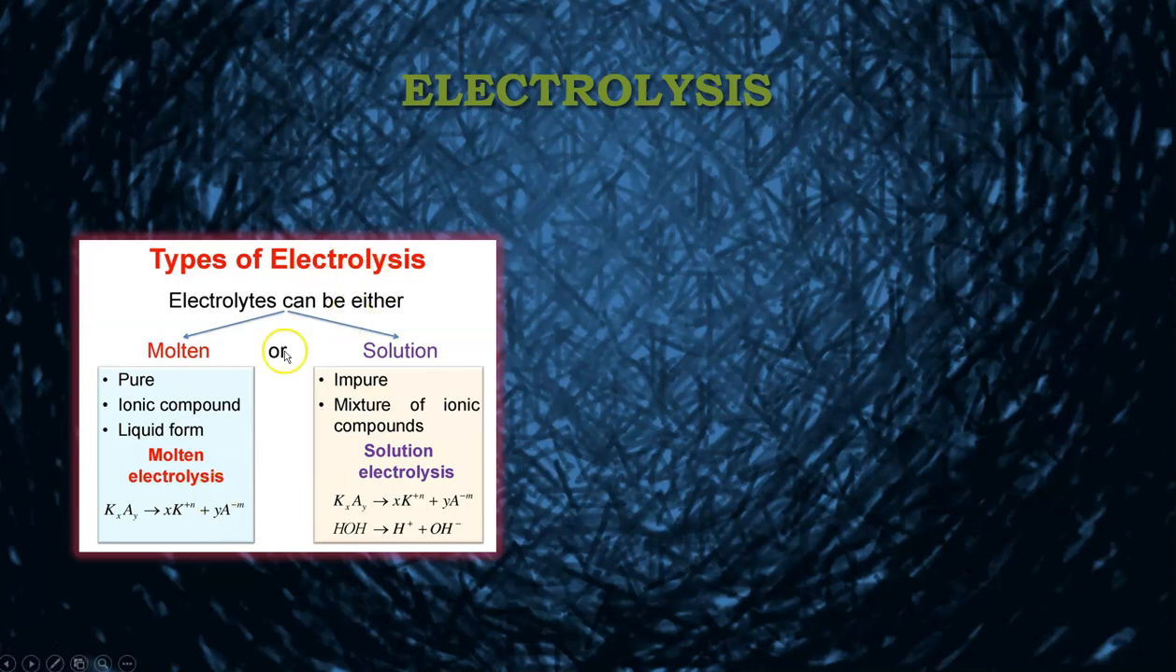Now, electrolytes can be either molten or solution. The molten electrolytes will be an ionic compound in liquid form, or molten electrolysis, or it's a solution electrolysis where we have taken an impure form, a mixture of ionic compounds. By this process, we're gonna extract pure form of metals from its impure ores.